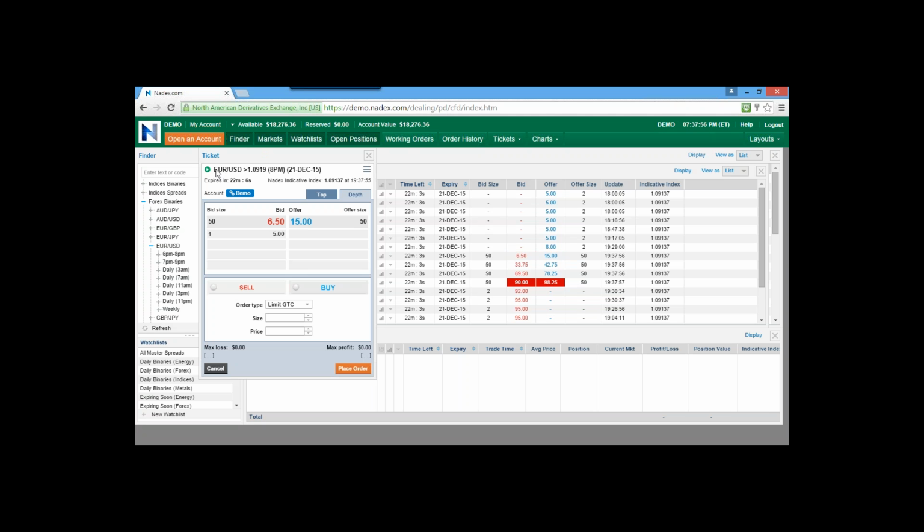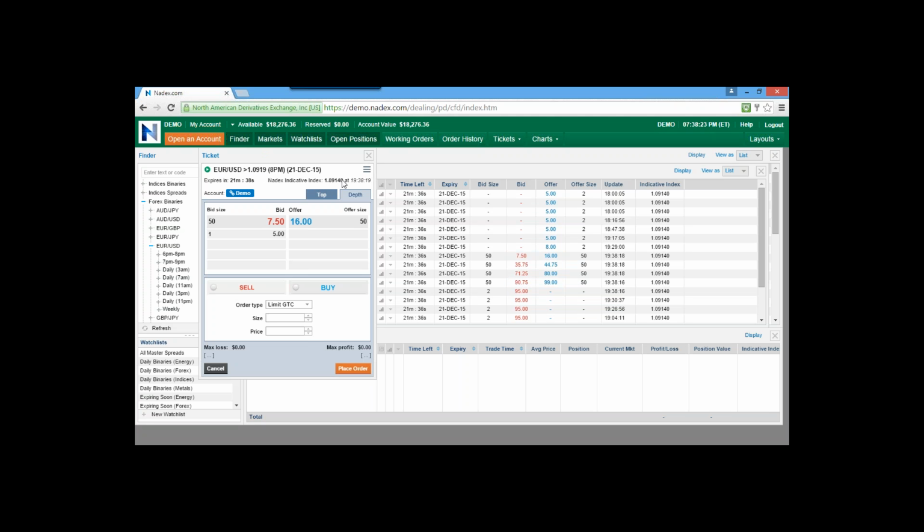This contract right here states that the euro dollar has to be greater than 1.0919 by 8 p.m. So it's got to be greater than 0919. Right now the market's at 0913, so the market has to move up 6 ticks just to reach this strike price. Does that make sense?